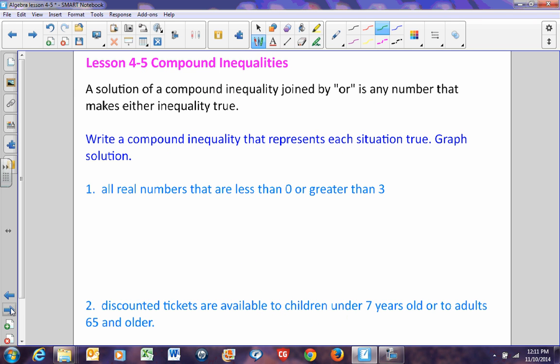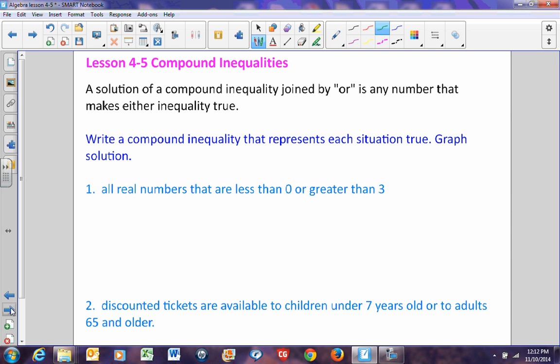Let's take a look at another type of inequality. Compound inequality with an OR. A solution of a compound inequality joined by OR is any number that makes either inequality true. One or the other does not necessarily have to be both. Okay? This is the hot dog and hamburger thing. You don't expect to see both the hot dogs and the hamburgers when you sit down if your mom said you're going to have one or the other.